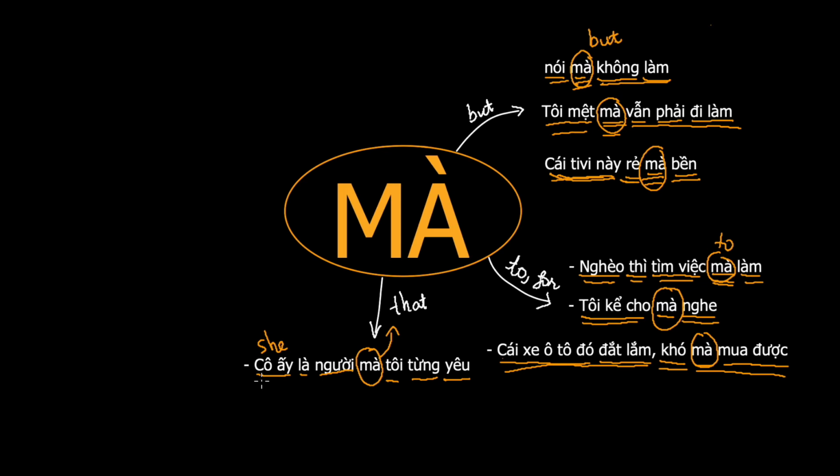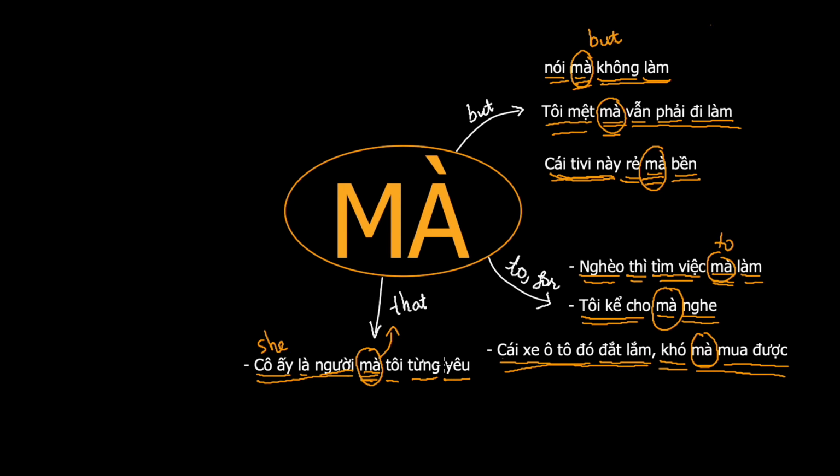And she's the person that I used to love. Cô ấy là người, the person that mà tôi từng yêu. She's the person that I used to love. Okay, mà can mean that, which, what, or something like this. Okay, cô ấy là người mà that I used to love.